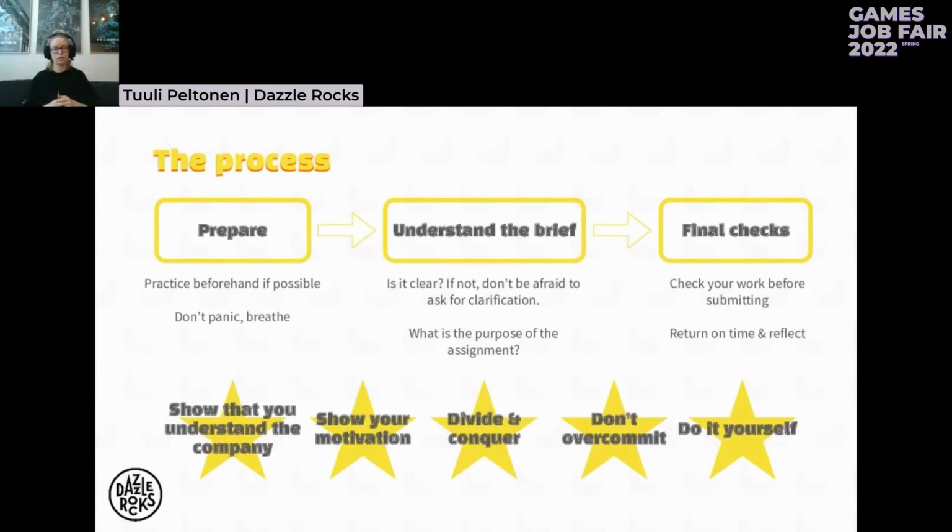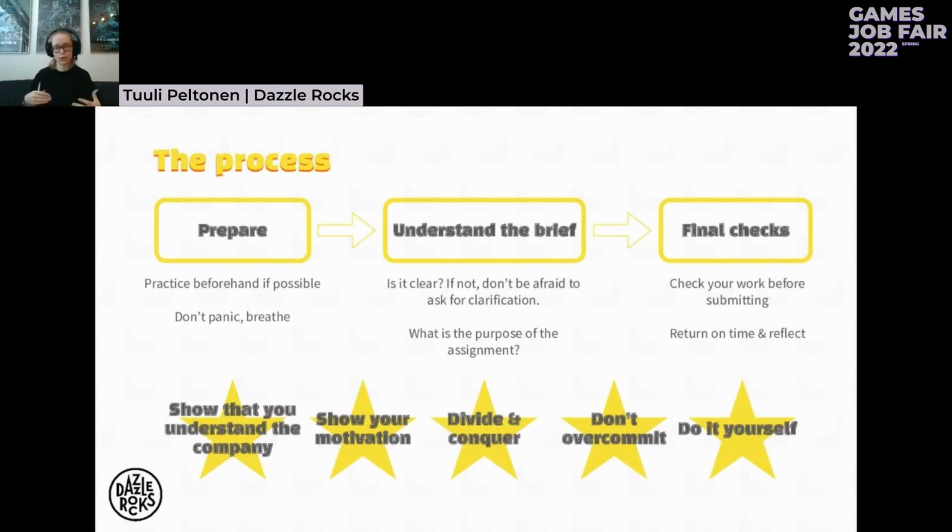So it might be easier for you to break it up into smaller parts and start maybe with the easier stuff first or the harder stuff, depending on your style. And obviously, as I said before, show your motivation, do the test assignment, but also don't overcommit. If you do too much, it can set the wrong expectations for the company itself because they'll be expecting you to deliver that kind of work when you actually start in the company if you happen to get the job. So also be realistic with the test assignment.